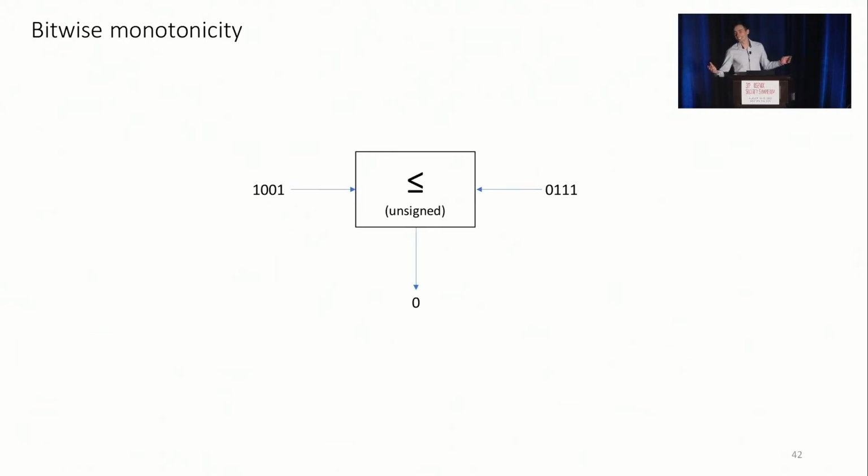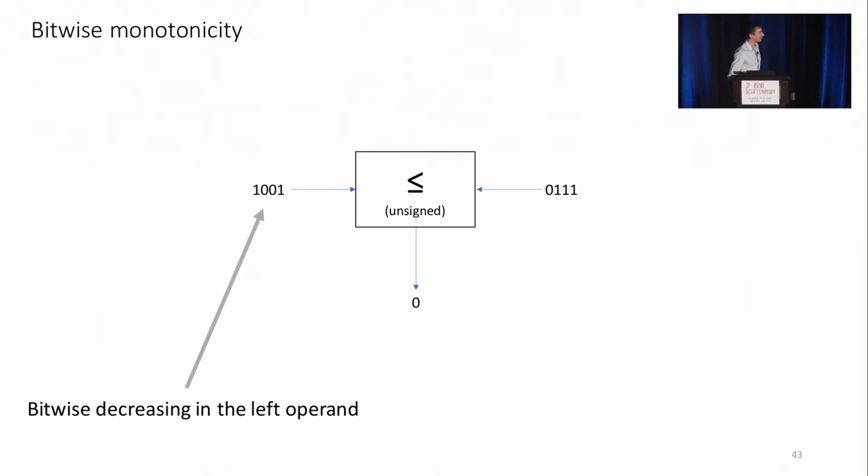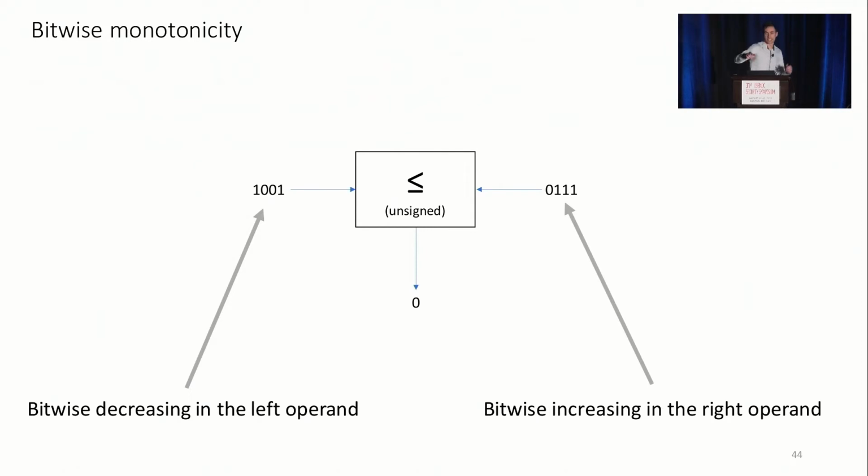Okay, so let's look at what would be monotonicity here. So here we have 2 inputs. The left input, if you increase it, you can only decrease the output. On the other side, if you increase the right input, there is a chance that you can actually increase the output. So if you increase the right input, you may increase the output.